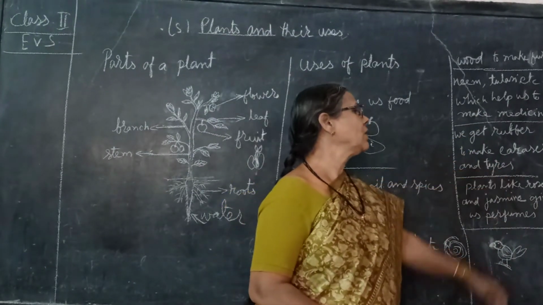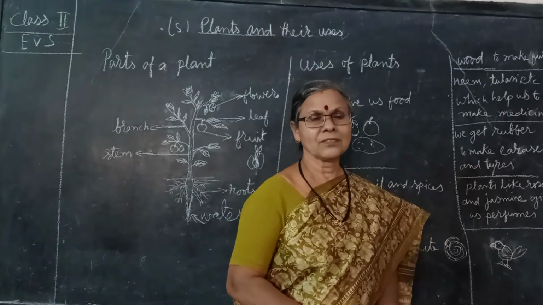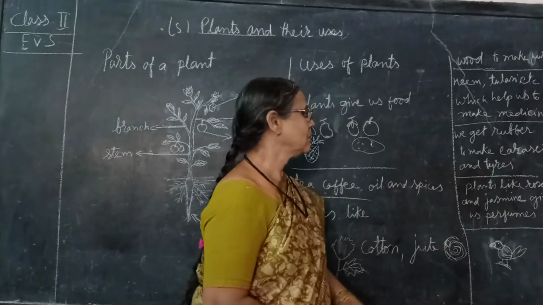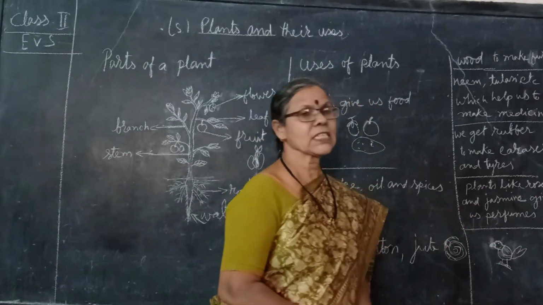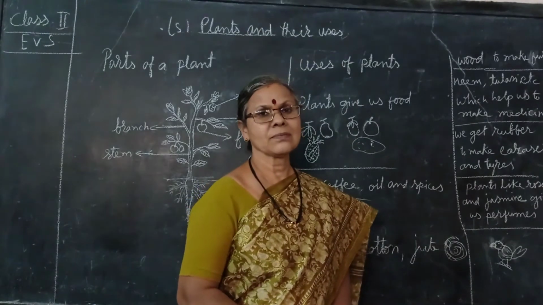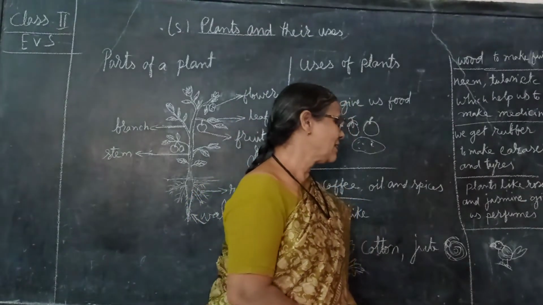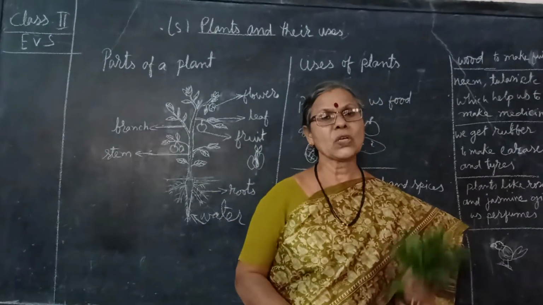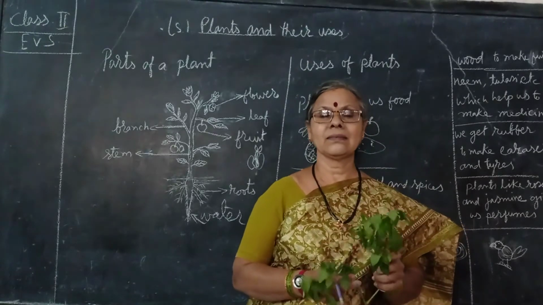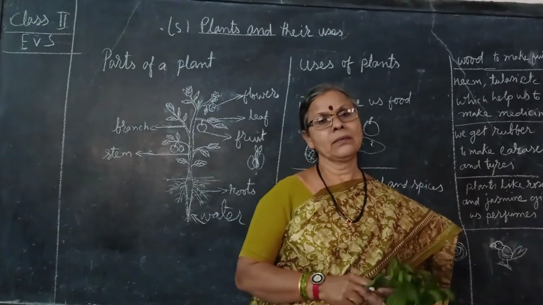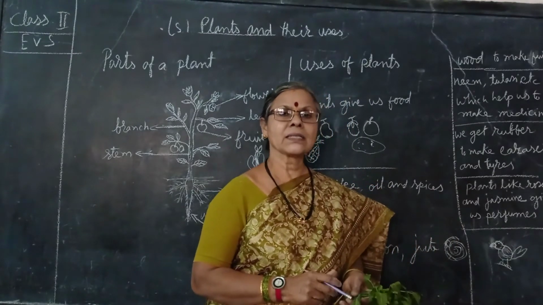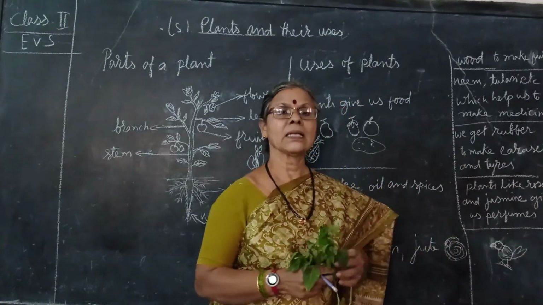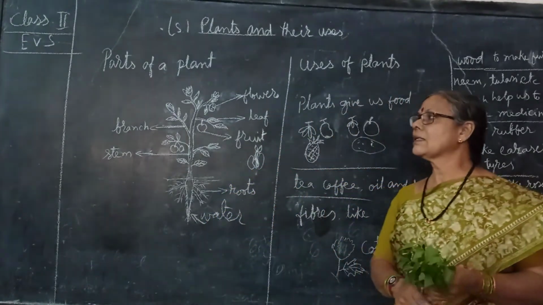Now we get rubber to make erasers and tires, vehicle tires. Plants like rose and jasmine give us perfumes, isn't it? Scented smells. And for the birds and animals also, trees are a home for the birds. Animals eat leaves and survive. They get energy from the plants and they survive.